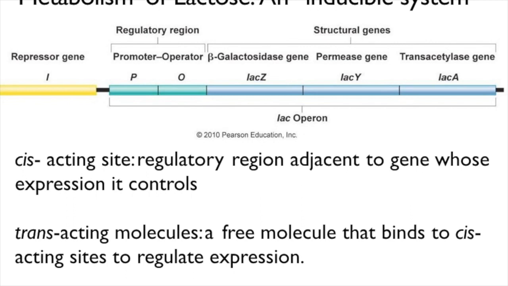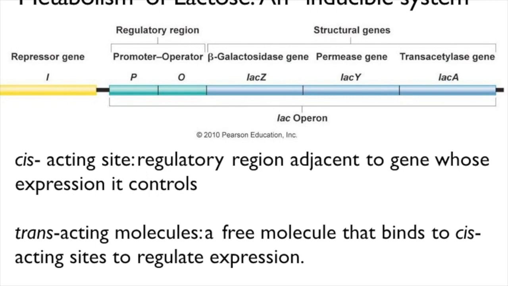Okay? Now, a trans-acting molecule, this is something very different. This is a free molecule that's floating around in the cell, and this free molecule will bind to cis-acting sites, so the promoter and/or the operator. These trans-acting molecules bind to those sites, and they contribute to the regulation of expression.